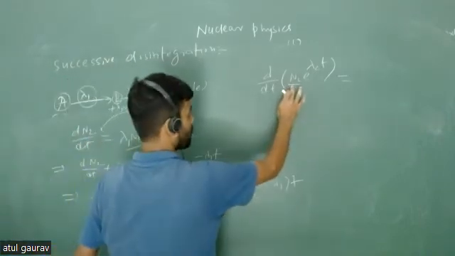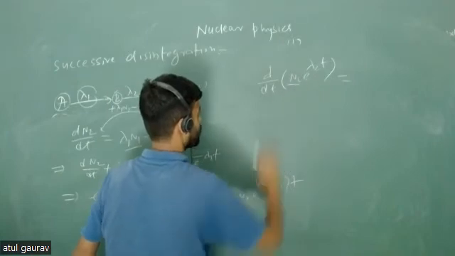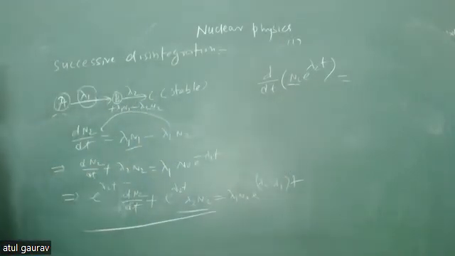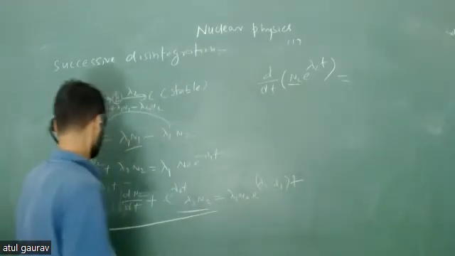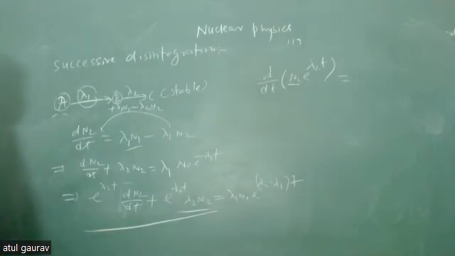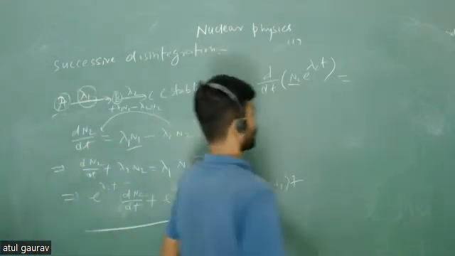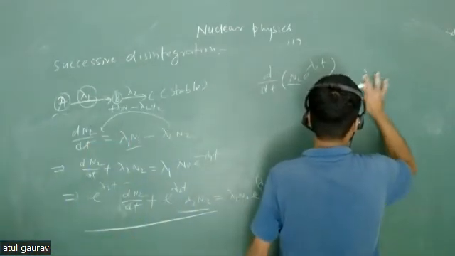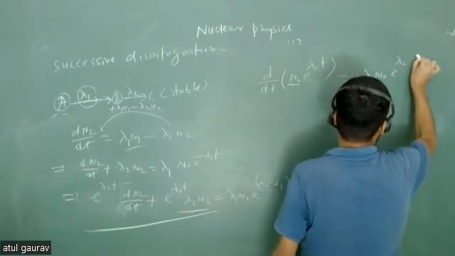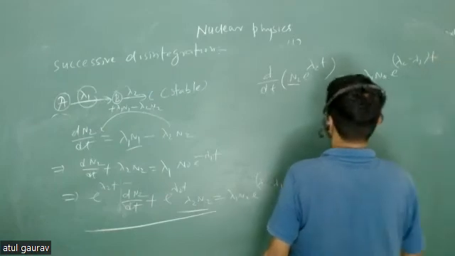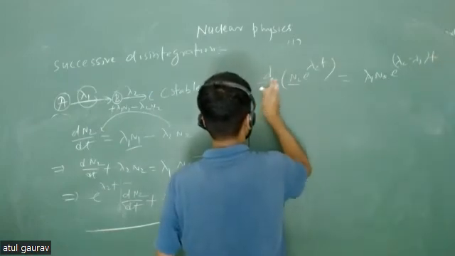This is just the differentiation of a product. Sir, this is also a linear differential equation? Exactly. So you have multiplied e to the power lambda 2 t on both sides, and this is how it became. Now the right side will be lambda 1 n0 exponential lambda 2 minus lambda 1 t. Now integrate this.